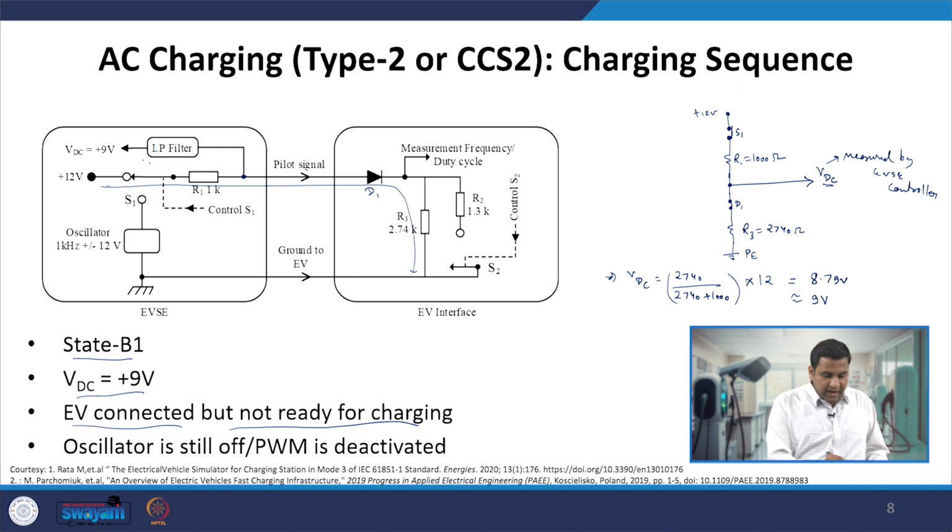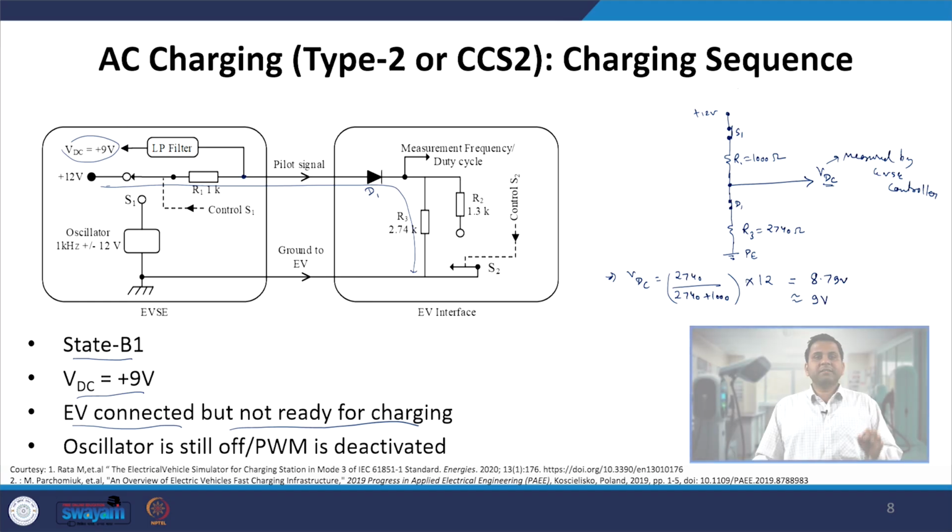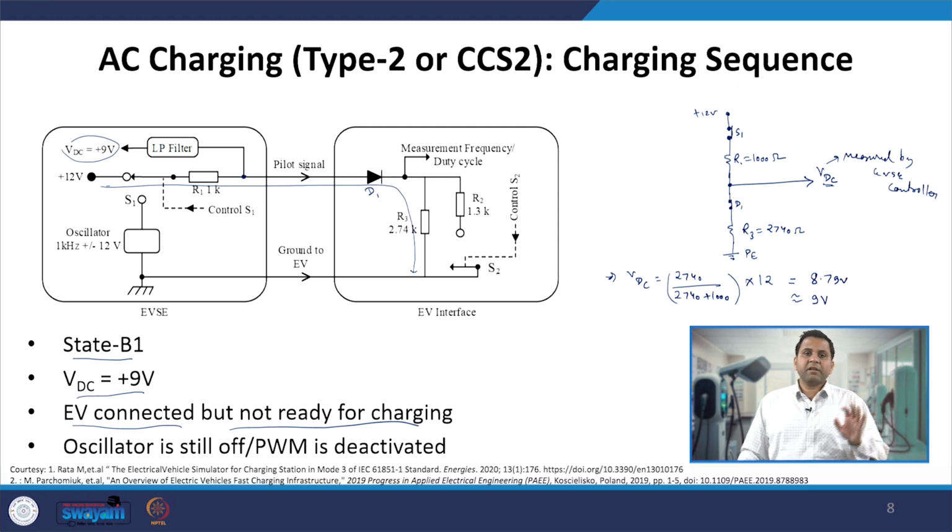The moment the 9 volt comes here, since it is measured by the EVSE controller, it indicates that some EV has been connected, but the EV is not ready for charging. And here, since the S1 switch is connected to fixed 12 volt, the EV identifies that the PWM is deactivated, which means EVSE is not ready for charging.